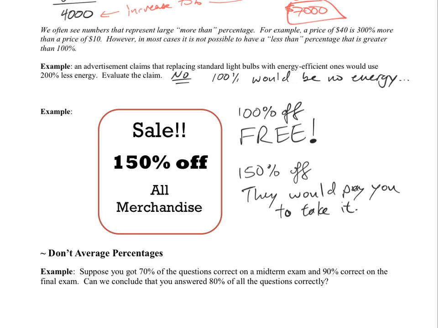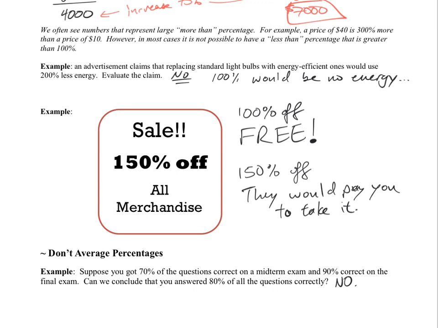And then, of course, this last warning down here, don't average percentages. Suppose you got 70% of the questions correct on a midterm and 90% of the questions correct on the final. Can you conclude that you answered 80% of the questions correctly? And again, right now, a very quick and fast no. You cannot conclude that.